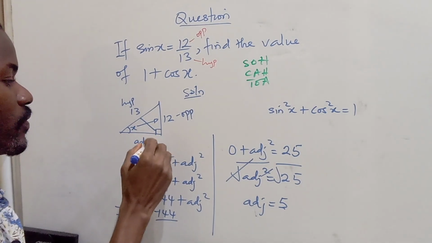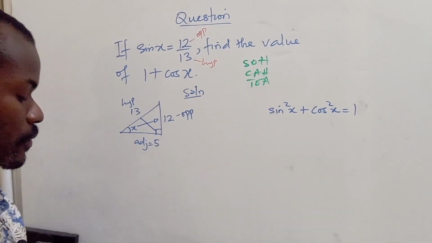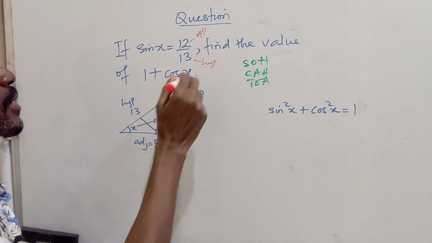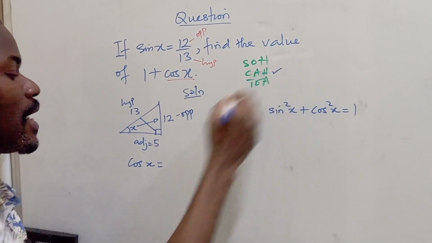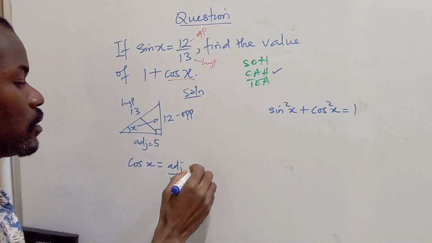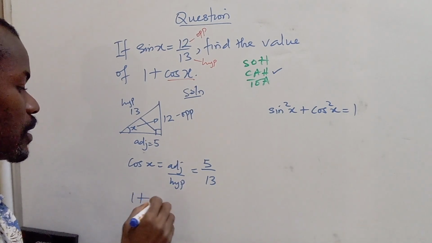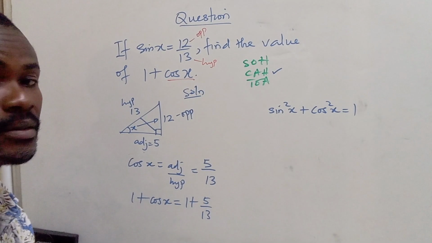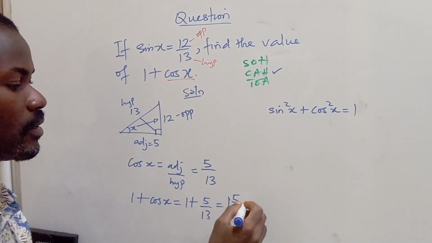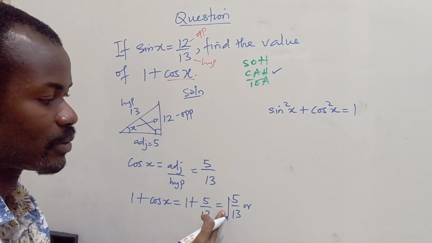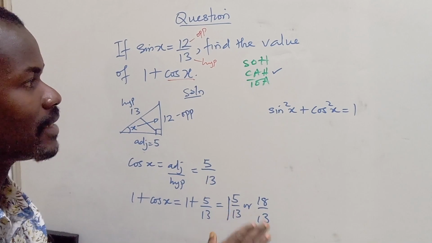Okay, we've gotten our adjacent as 5. Now that we've gotten our adjacent as 5, we can find our cos x. Cos x is going to be, remember we're going to use CAH, adjacent divided by hypotenuse. So adjacent here is 5, divided by hypotenuse 13. Now this expression 1 plus cos x is going to be 1 plus 5 over 13, which we can just add. Or if you change it to an improper fraction, 13 times 1 is 13, plus 5 is 18 over 13. So this is one approach. Our answer is 18 over 13.